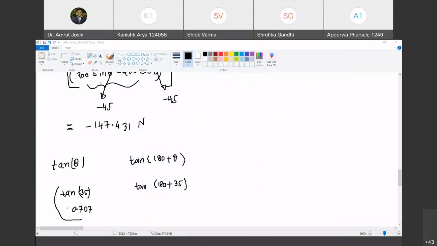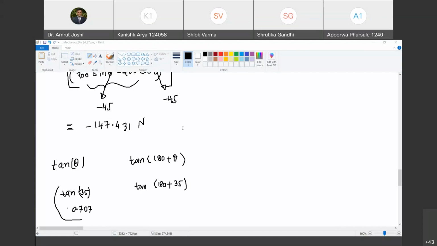Is it exactly 0.7? Yes, sir. It is 0.7, correct? 0.7, not 707. Now can you do what is tan of 180 plus 35? It's also 0.7, sir. So what is the relationship between tan theta and tan 180 plus theta? They are one and the same. You agree with me? Yes, sir.